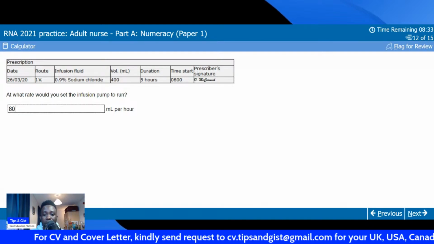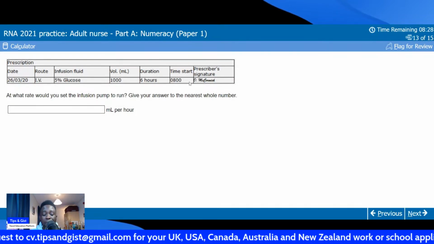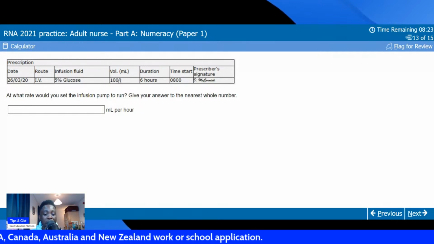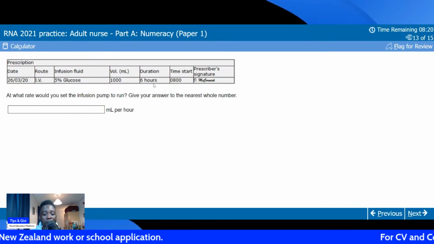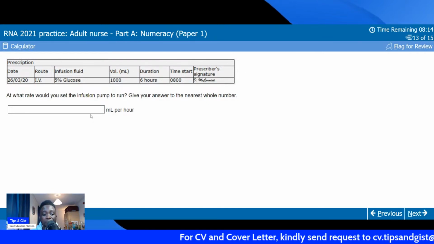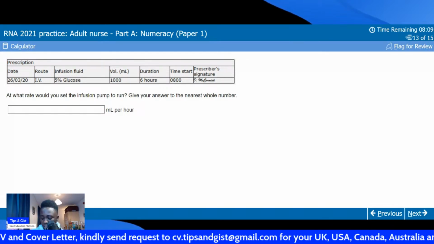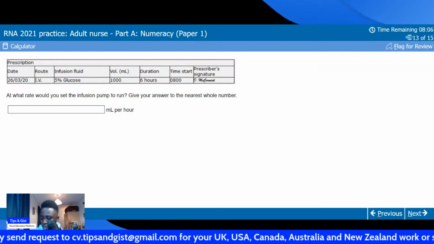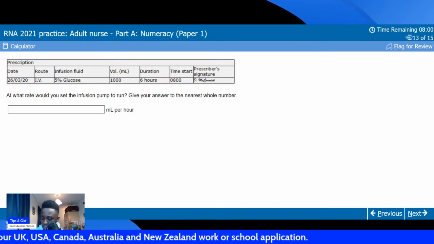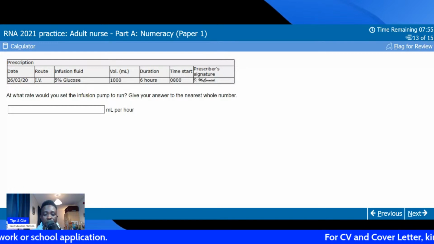Okay, let us go to question number 13. Now it's a similar thing. You are giving 5% glucose and the volume is 1,000 mils. You are running it for 6 hours and they are asking you the rate per hour. So every hour, how many should run? If 1,000 equals 6 hours, then x equals 1 hour. You do your cross multiplication, 6x equals 1,000. Therefore, you divide both sides by 6. So 1,000 divided by 6, you do it.